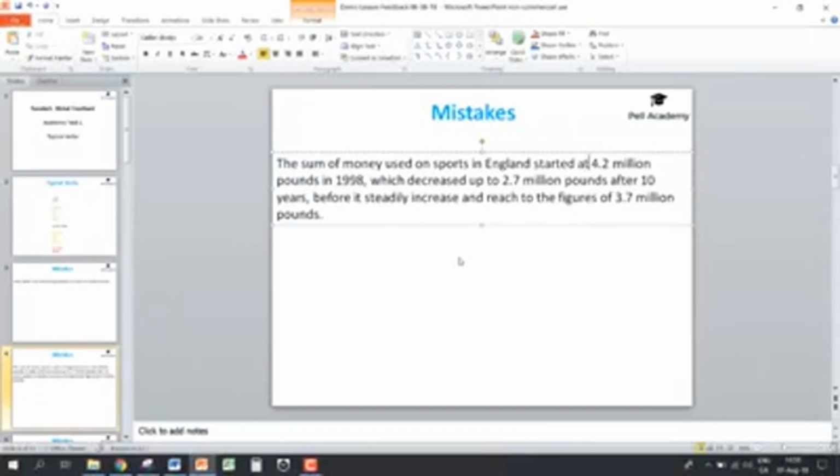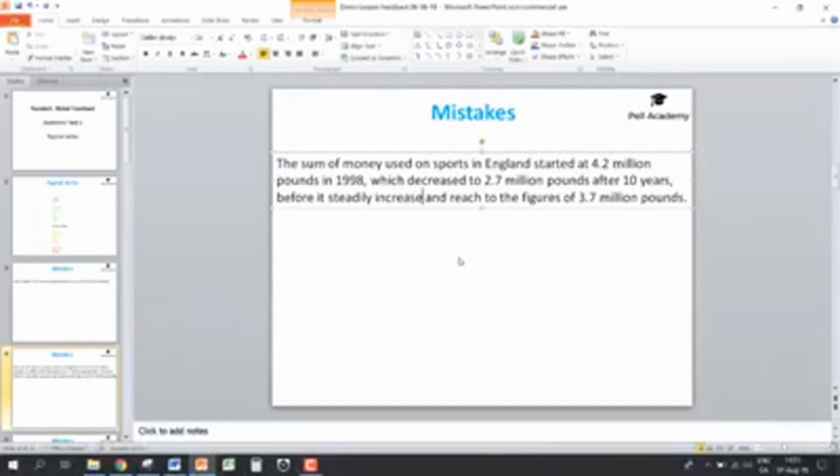So "from" is when you're going, like it increased from 4.2 to whatever it is, but it started at. So this is just the one point, "at", whereas "from" is when we're going to describe from here to there. But just one figure, "started at", because that's the preposition we need for the single figure where it started from. So it started at £4.2 million in 1998, which decreased. So obviously the decrease is down. So which decreased to £2.7 million after 10 years before it steadily increased.